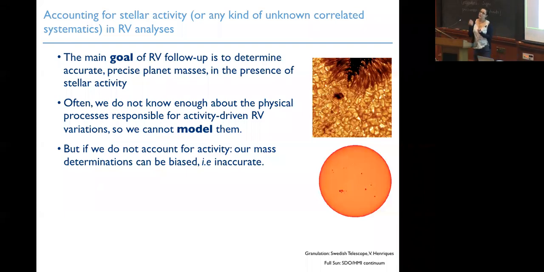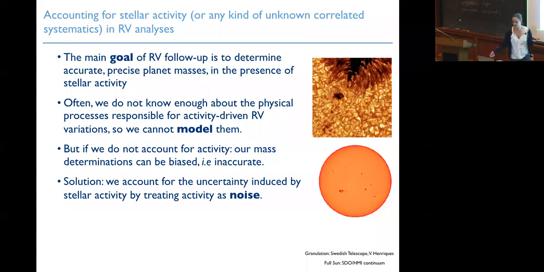But it's not because we can't model it that we shouldn't account for it, because if we know it's there, and if we don't account for it, we might get a really biased mass determination, right? And so our mass determination would be inaccurate. So this is where we account for stellar activity as noise. And basically, by accounting for it as noise, we're going to be blowing up our error bar to a proportion that we think incorporates the uncertainty induced by stellar activity, by these unknown processes.